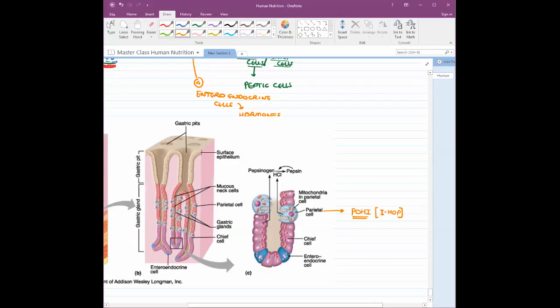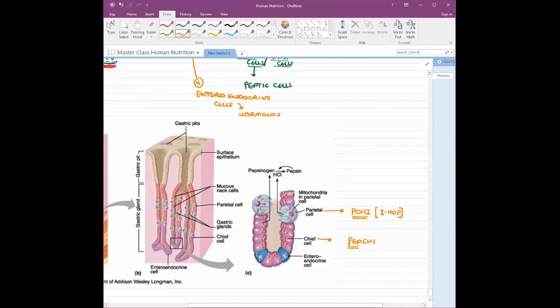Mucus cells we don't have to remember because we know they are going to produce mucus only. Now, chief cells. We said chief cells or your peptic cells. So let's remember this, guys, as Pepchi, like we have Pepsi, Pepchi. Pep is going to stand for your pepsin, so pepsin or pepsinogen.